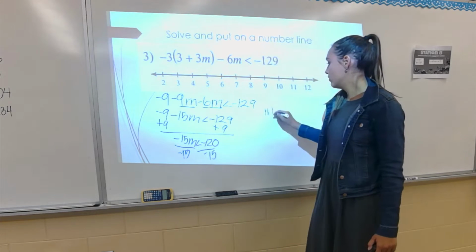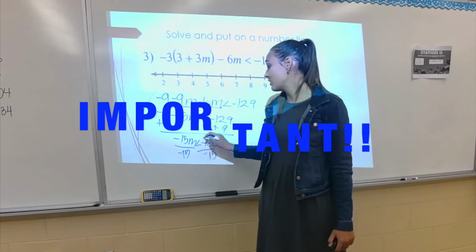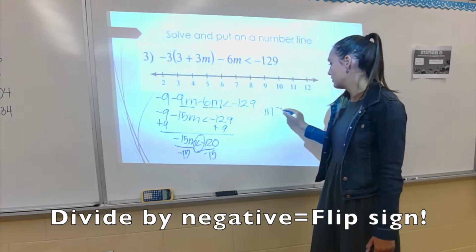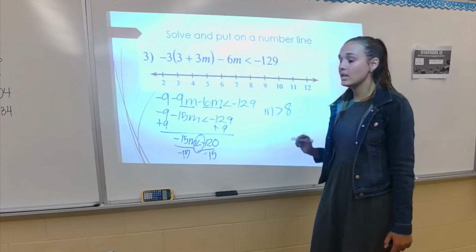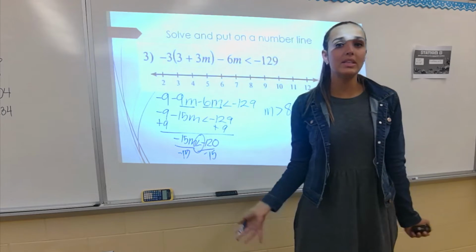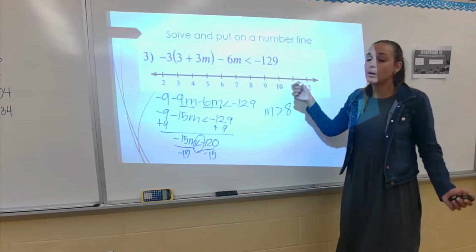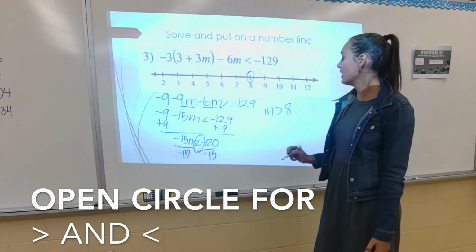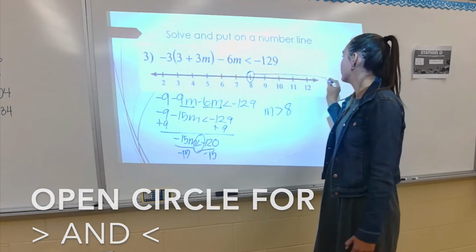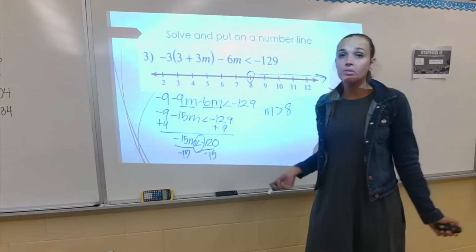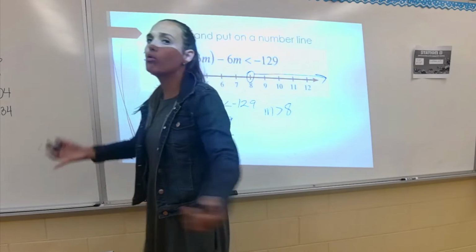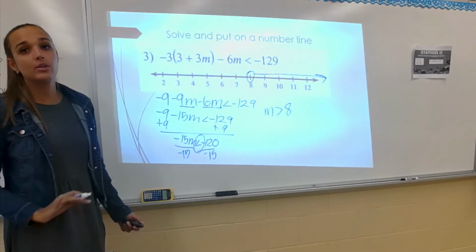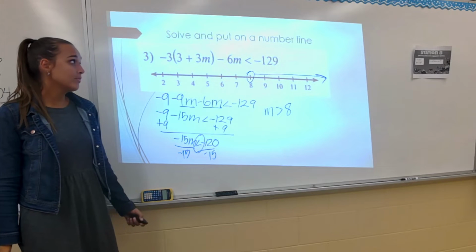And I get m. When we divide by a negative, we must flip the sign, so it becomes greater than 8. If we forget to flip that sign, we're going to get the wrong answer, but also our number line is going to be wrong. So we have 8. I'm going to put an open circle on it, and because it's greater than, I go to the right. If I didn't flip the sign, I'd be going to the left, which is a totally different set of numbers. So that's going to mess everything up.